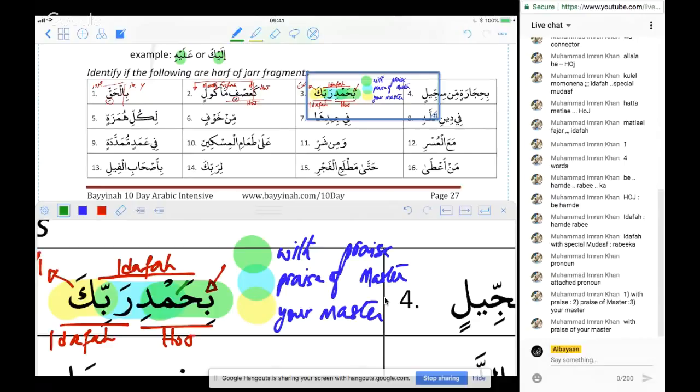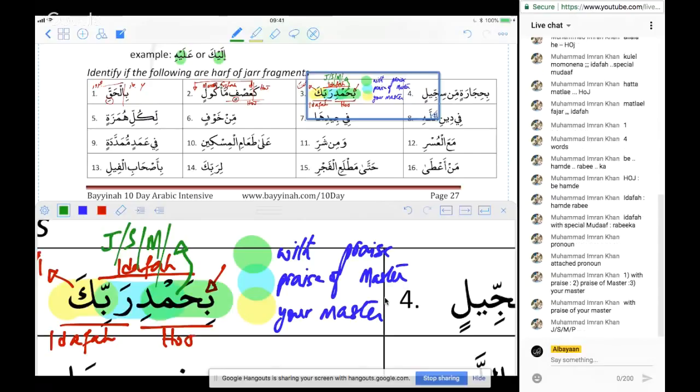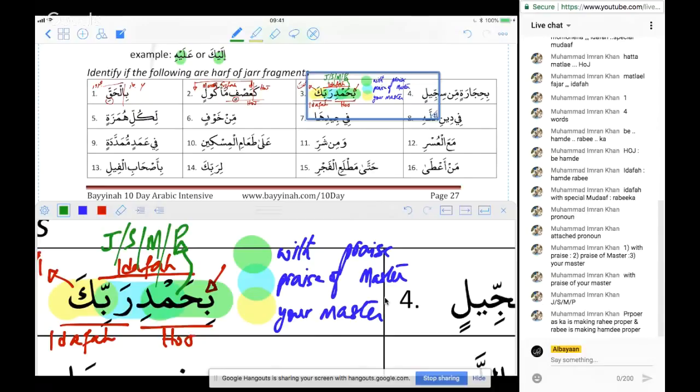It's jar, yes. It's singular, correct? It's masculine. What's the type? Proper. Excellent. And why is it proper? Excellent. Yes, because ka is making Rabbi proper, and Rabbi is making Hamdi proper.